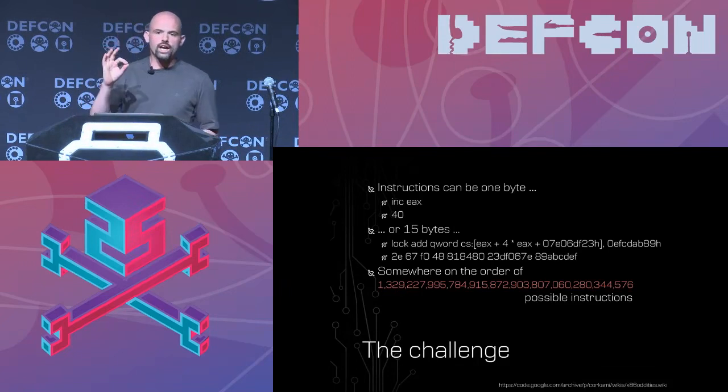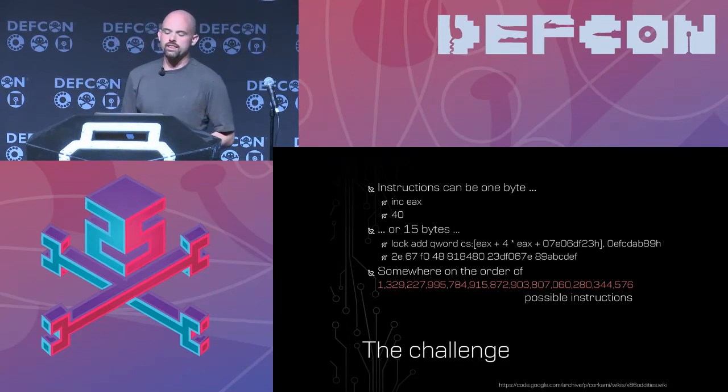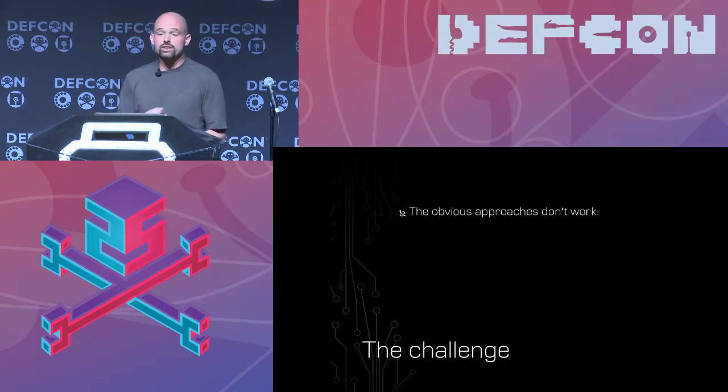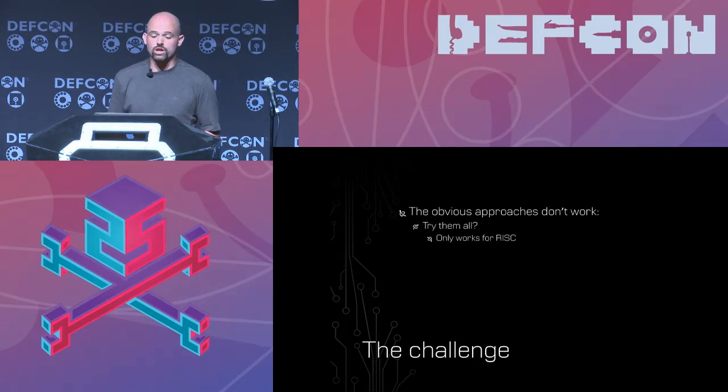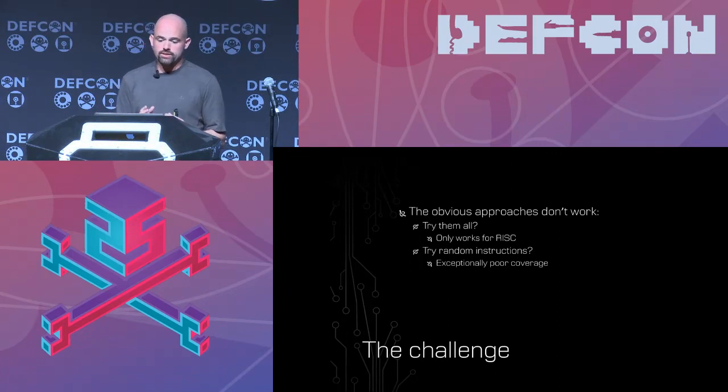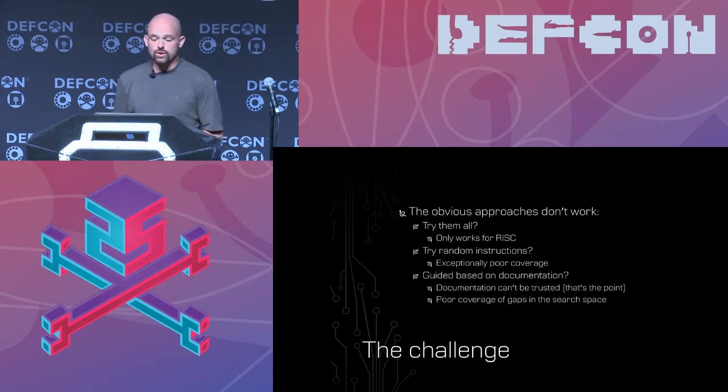Now, if I just want to find one hidden secret instruction in all of that, that's going to be really, really difficult. So the obvious approaches for sorting through all of these instructions just don't really work. You might think, let's just try all of the x86 instructions. That might work for a RISC chip with a fixed length instruction set. That's not going to work for x86. There's way, way too much. You might think, what if we just do random instructions and see if we find anything interesting? The problem is you could run random instructions for the next 10 years and you'd still cover such a tiny portion of that search space that it wouldn't be very useful.